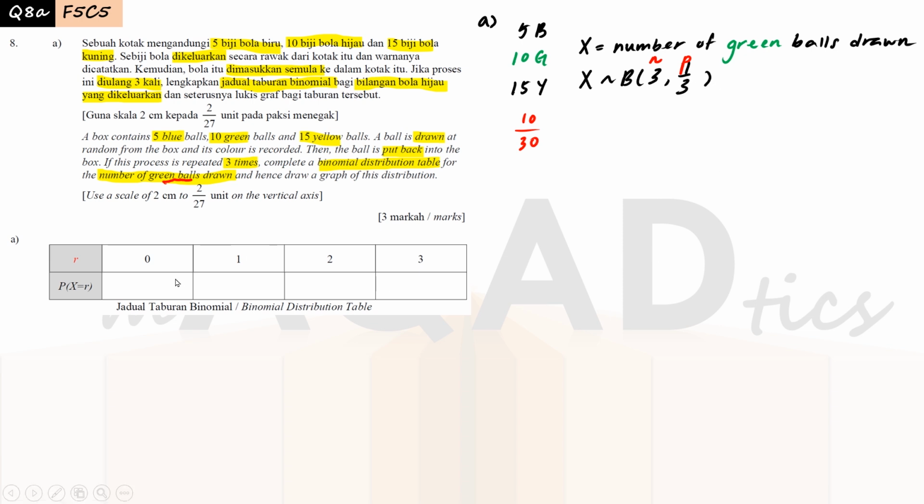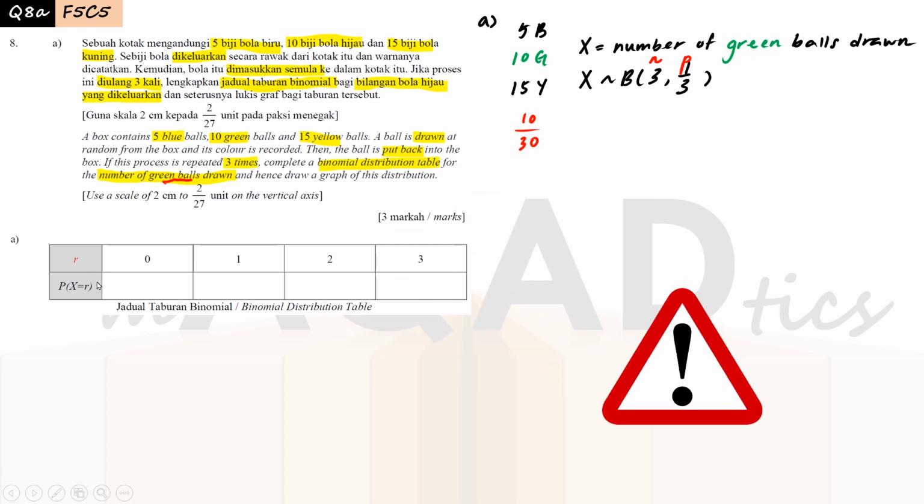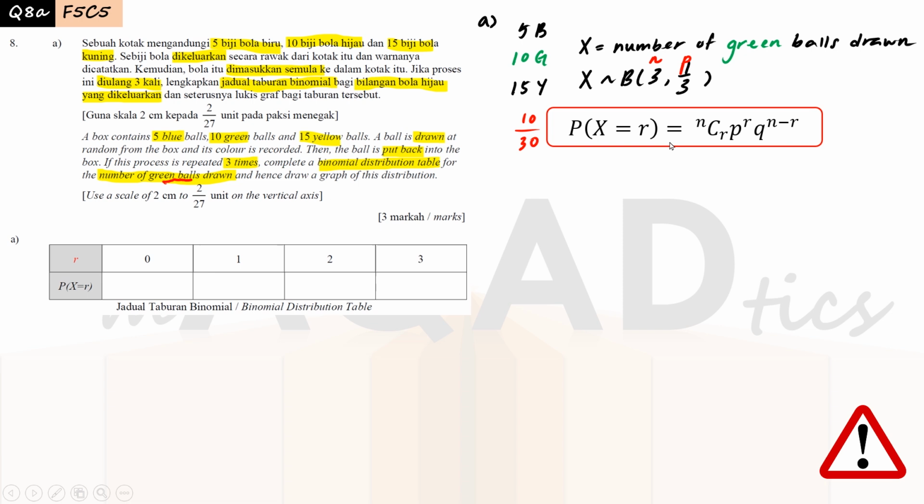So now going back to the probability distribution table here, what we need to have is the probabilities according to each possibility of R, or each possibility in this experiment. To find the probability, we can use the formula given in the formula sheet, which is this. For each value of R, we need to find the probability. The working that I'll show you later would be similar, it's just that the values of R would change.